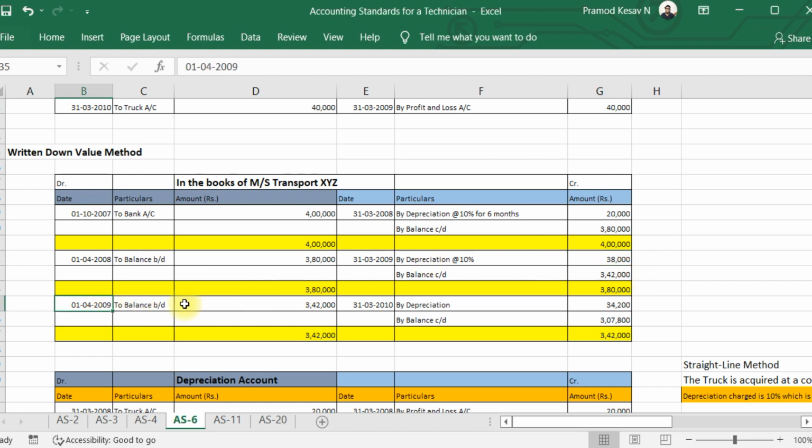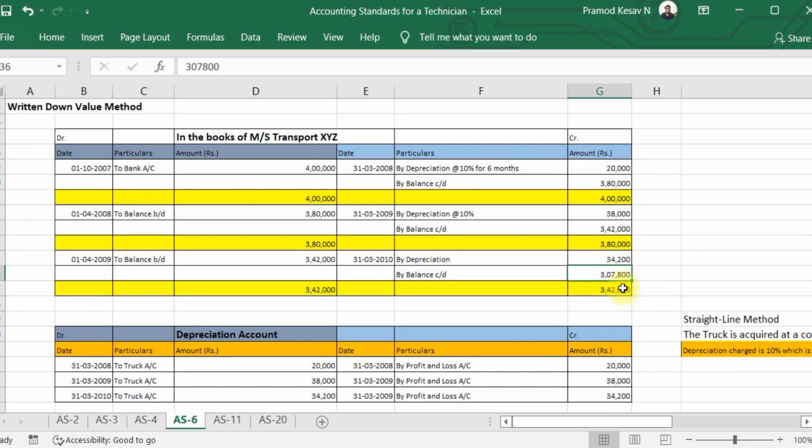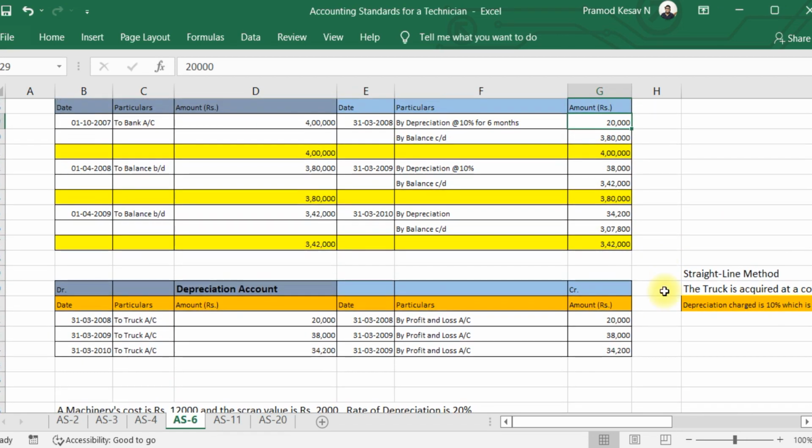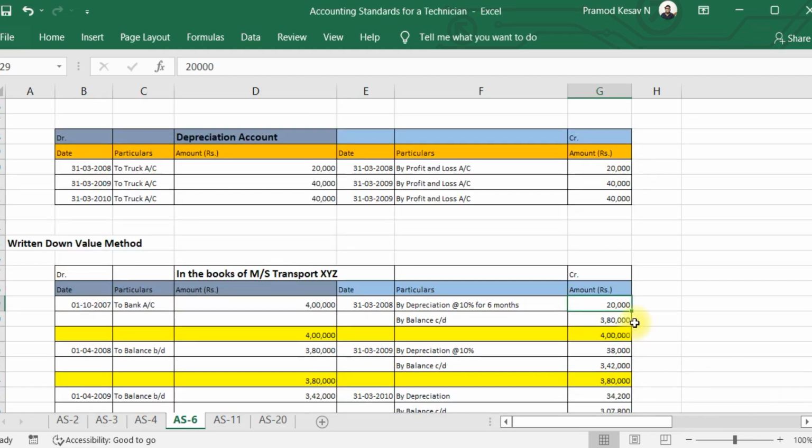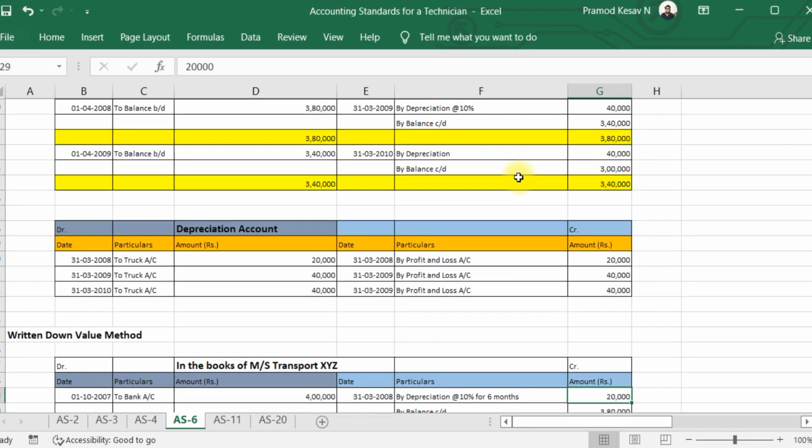Similarly, for the year 2009, the depreciation is calculated based on the balance brought down, which is 3,42,000, and the depreciation calculated is 34,200. So the depreciation calculated by the written down value method may be a little bit lower. The asset value is 3,07,800. The depreciation would be the cumulative amount of 34,200, 38,000 and 20,000. So the depreciation is lower in the case of the written down value method. It may be a little bit higher when we do the straight line method. So that is the difference.